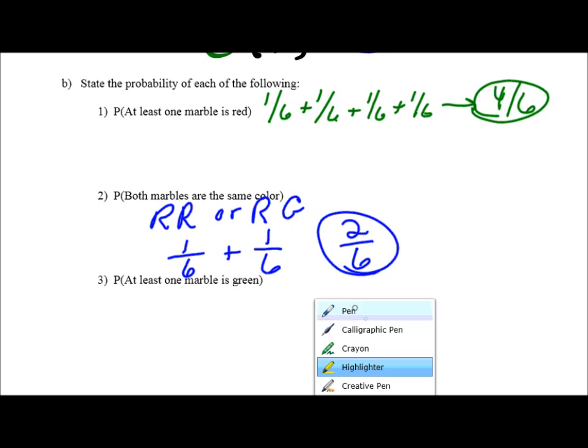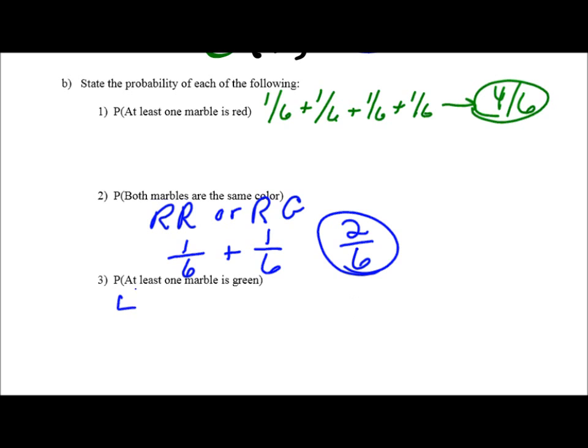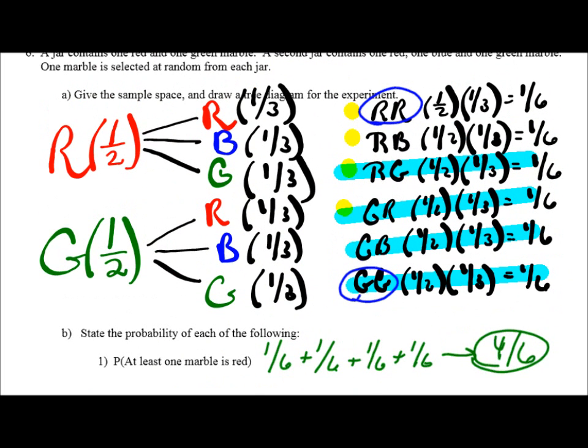So let's pull up our pen again, and it's 4 out of 6. Those are the possible ways that we could have at least one green. So the lesson to be learned here really is that tree diagram can be very helpful. You use the counting principle to determine your sample space, RR, RB. We multiply those probabilities, and then we just add up the ones that we want in order to answer the question.